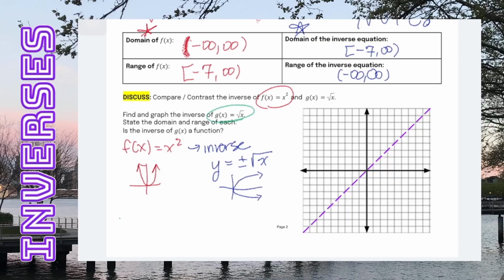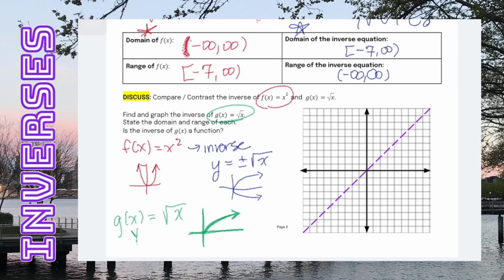Now, this guy here, g of x, we named it a function. It's g of x, that notation's only for functions, and that is square root x. There's no plus minus. It is just, not my best drawing, but just a sketch, the top half right there. Now, find and graph the inverse of g of x. Okay, so we see a little bit here. Now we're going to find the inverse.